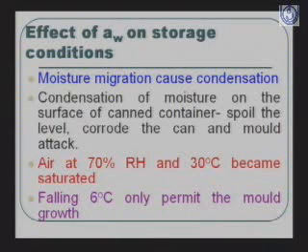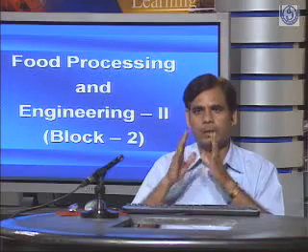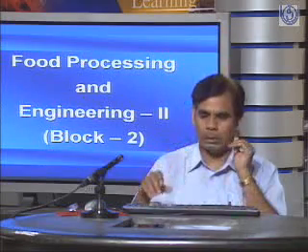Quick moisture migration causes condensation. Condensation of the moisture on the surface of the can container spoils the labels on the top of the container, or sometimes rust is there, which can sometimes favor mold attacks. At 70% relative humidity or 30 degrees centigrade temperature, air becomes saturated. If you reduce the temperature below 30 degrees centigrade, to just 6 degrees centigrade, then it will permit mold growth. So there is a need to maintain these levels always, just to reduce the water activities.